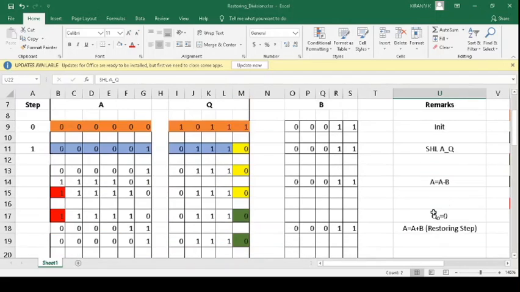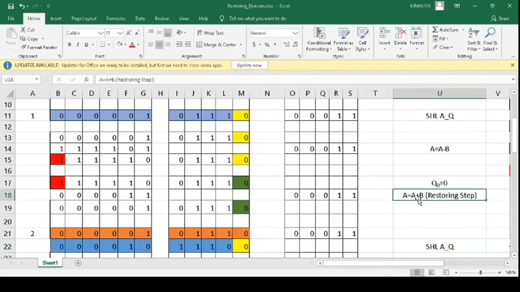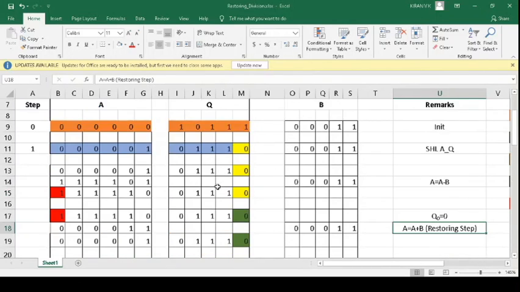Then one more thing, there is another operation known as a restoring step. This restoring step will be the result of A equal to A minus B. Whenever we perform subtraction of B from A, we will get a result. This is the result that we get after subtracting B from A. How will you subtract B from A? B is 3 here, so the 2's complement of 3 is written and it is just added to A, and you will get the result.